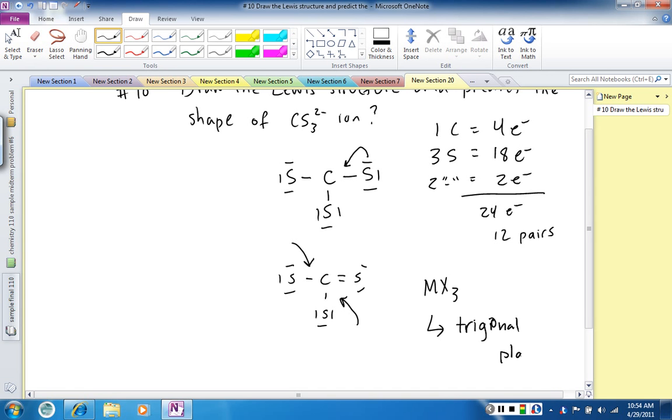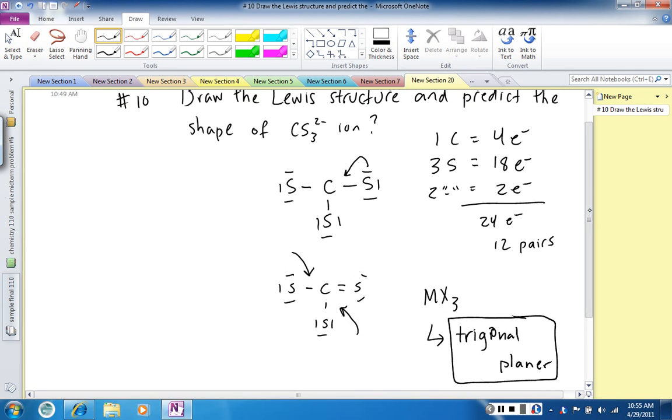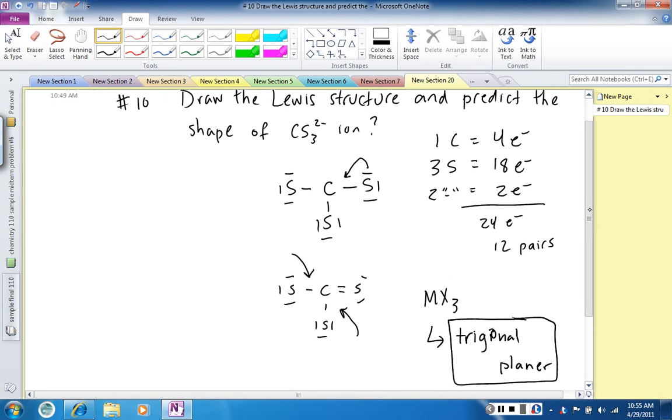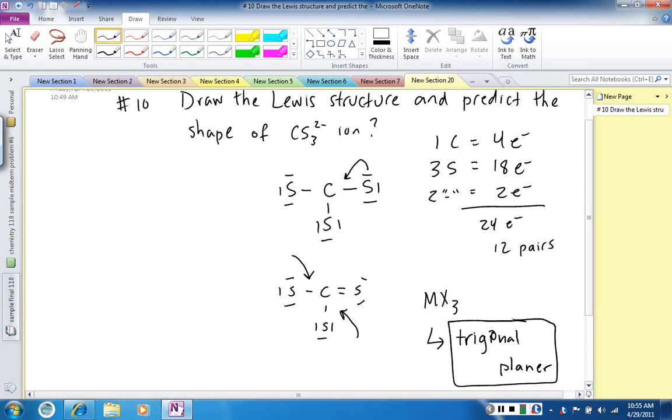And again, you're going to have to memorize what these shapes are according to your basic structure, your basic formula. So this is number 10 on the sample final.